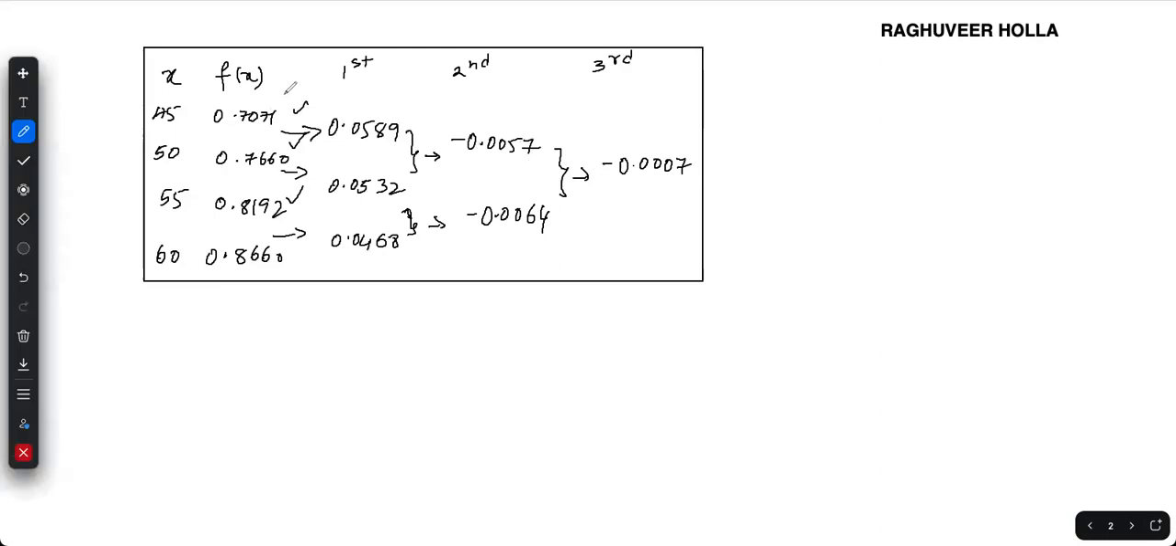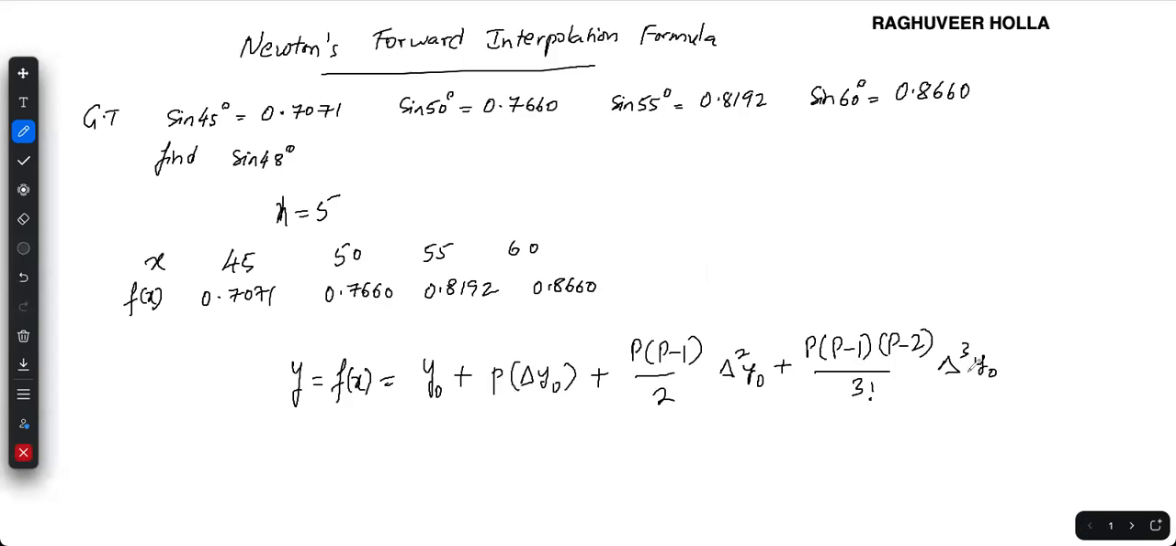So now according to Newton's forward interpolation, these are your forward values. The first is represented as delta y naught. If this is x naught, this will be y naught. This will be delta square y naught, and this is delta cube y naught. We got to substitute all this here.